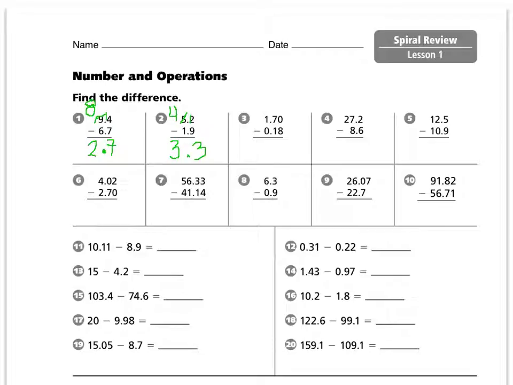Number 3, you have 1 and 70 hundredths minus 18 hundredths. You're going to have to borrow from the 7, make it a 6. This becomes 10, take away 8, which is 2. 6 minus 1 is going to be 5. Bring the decimal straight down. 1 take away 0 is 1. Continue with the strategies for 1 through 10.